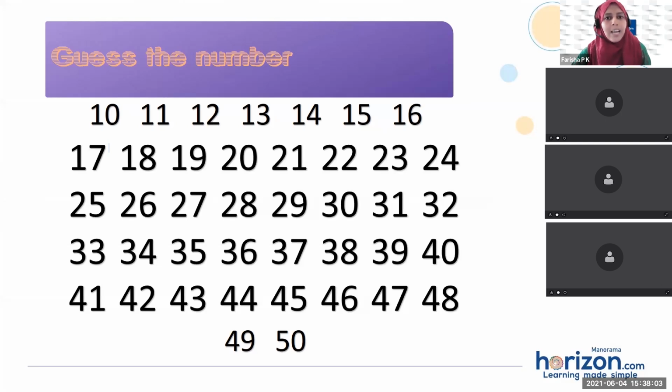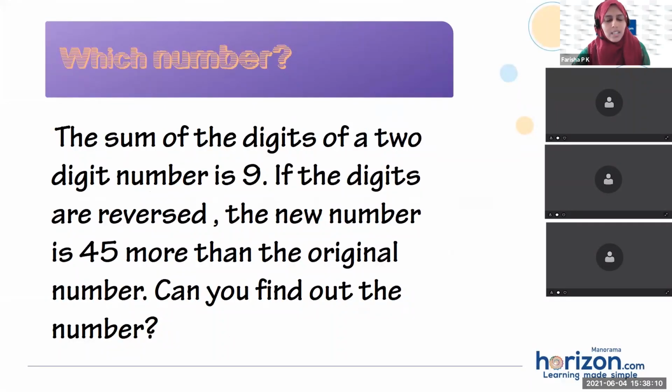So let me help you by converting this into a word problem. There are two conditions in this. The first condition says that the sum of the digits of a two-digit number should be 9. And the second condition says that when you subtract the original number from the reversed number, you have to get the answer as 45. Okay, let me help you with this.